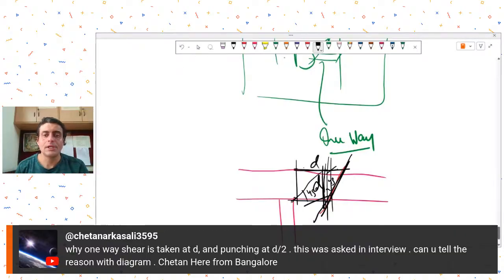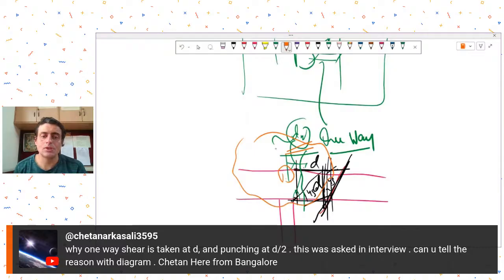Similarly, for two-way shears, the failure plane was some 30 degrees from the vertical, or some angle which enabled them to take this distance as d by 2 for punching, because of the failure surface around the column. When they analyzed those failure surfaces from actual testing, they could see that the dispersion angle, or the angle where punching is happening, is such that you can take a d by 2 distance away from the column. So these d by 2 and d distances are decided as per the actual testing that was done and the dispersion angles that were observed.